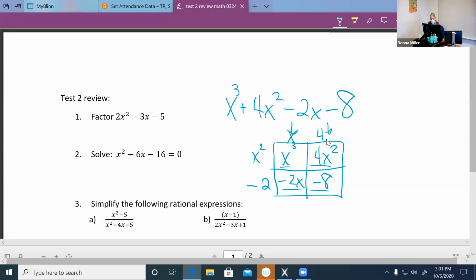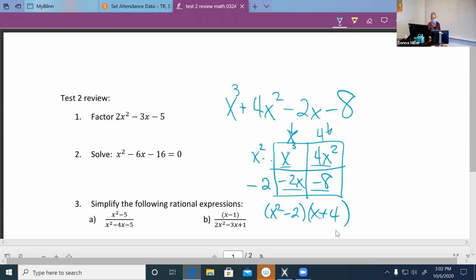You can check that you did it right, because when you multiply the row and the column, you should get what's in there. So x squared times x is x cubed. X squared times 4 is 4x squared. X times negative 2 is negative 2x. Negative 2 times 4 is negative 8, right? So the things that I have on the sides are the factors. So this factors as x squared minus 2 times x plus 4.